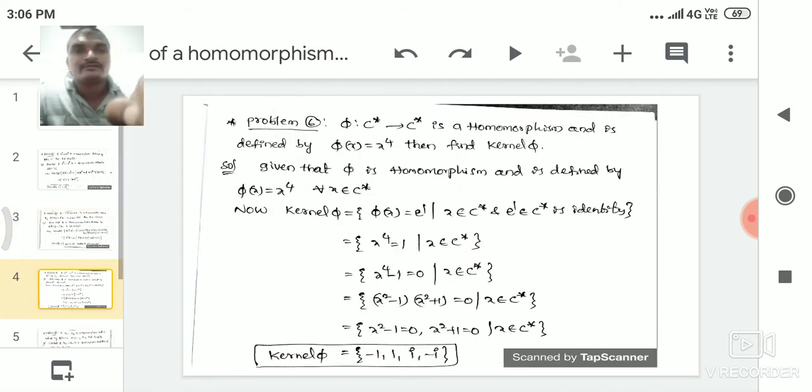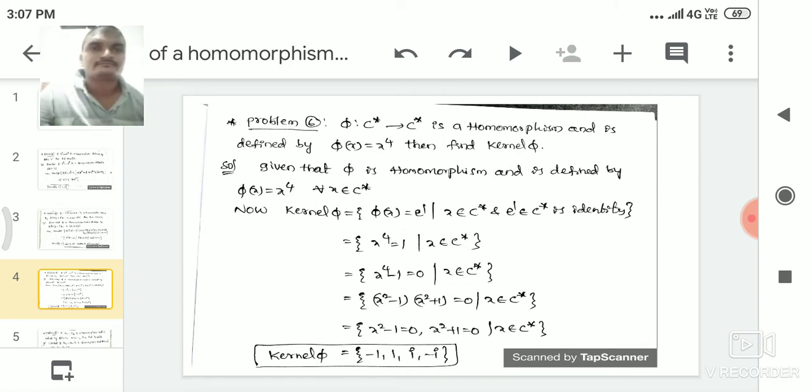Next we see another problem. Here phi is defined from C star to C star. So C star is nothing but the non-zero complex numbers, is a homomorphism and is defined by phi of x is equal to x power 4. Then find kernel phi. So first, what is C star here? Non-zero complex numbers. We know that the non-zero complex numbers form a group with respect to multiplication and here phi of x is defined as x power 4.